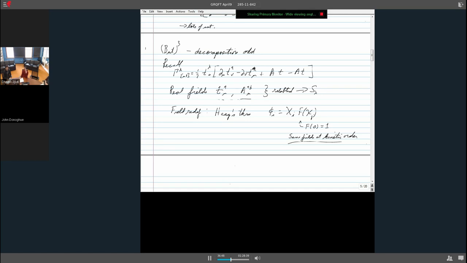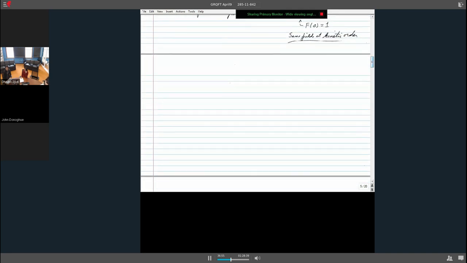Okay. So the real fields are the tetrad and the spin connection. And somehow these have gotten relabeled, for example, into this axial vector, S^λ, that we had up there.